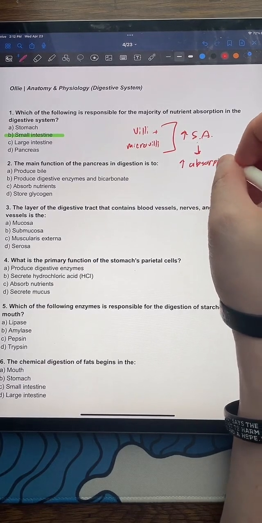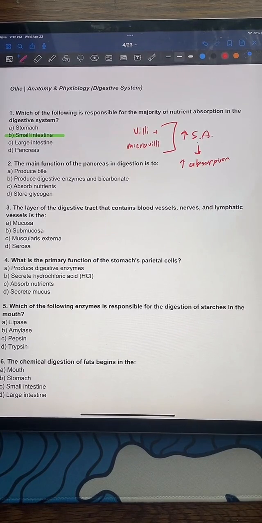Number 2, the main function of the pancreas. The main function of the pancreas in digestion is to blank. What would that be?